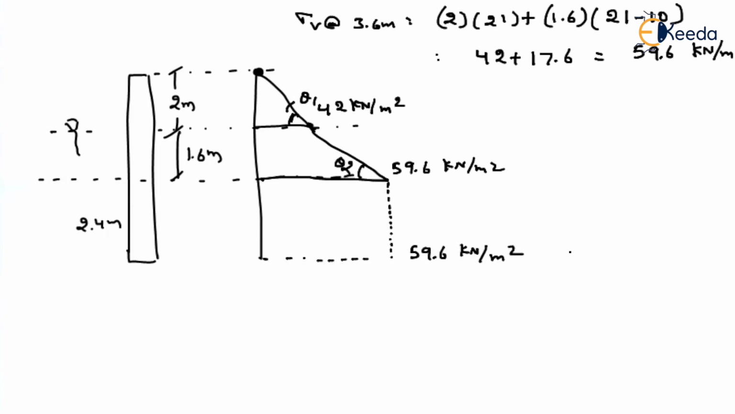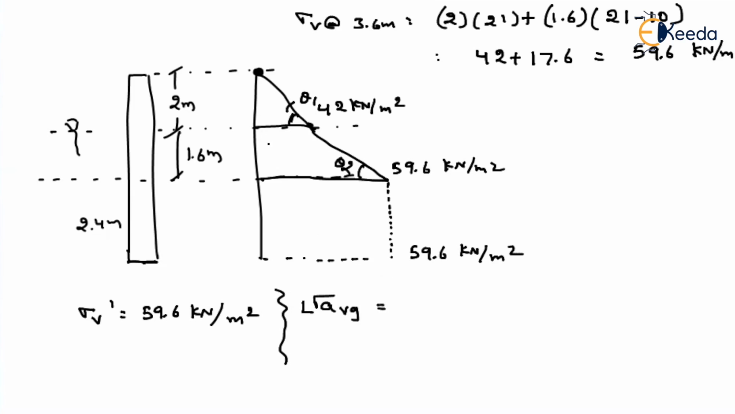So what will be the vertical stress at the depth of the pile? At the depth of the pile, the vertical stress we are considering is 59.6 kilonewton per meter square. This is useful in finding the end bearing capacity. What will be the value for finding frictional resistance? We have to find out L into sigma average.